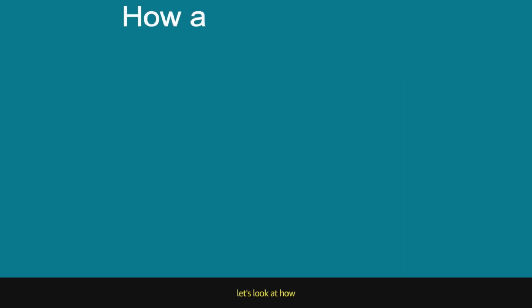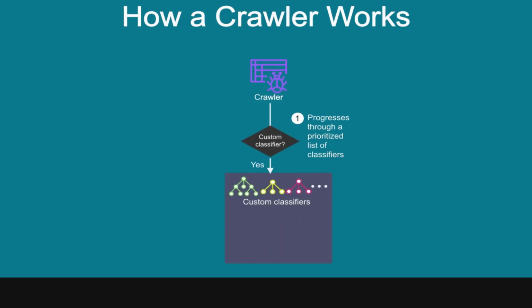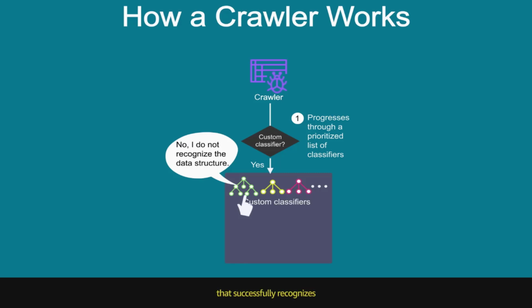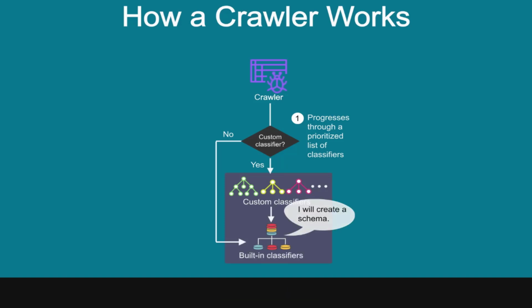Now, let's look at how a crawler works. First, a crawler progresses through a prioritized list of classifiers. If a custom classifier is defined, the first custom classifier that successfully recognizes the structure of your data is used to create a schema. If there is no custom classifier, built-in classifiers are used.